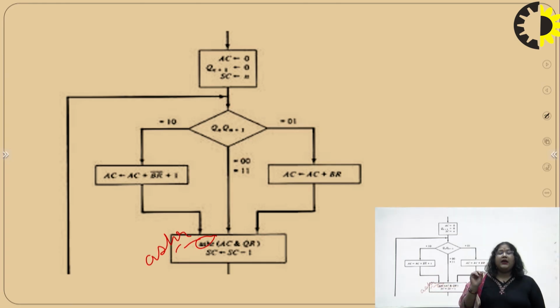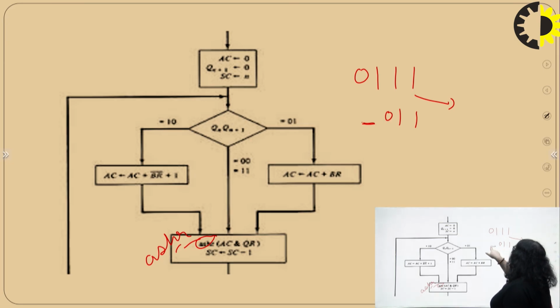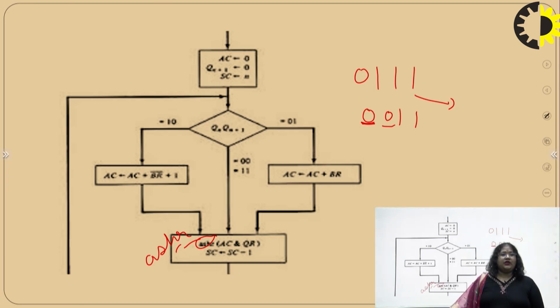The main condition of ASHR is that when we do the shifting, this one is out, this one is here, this one is here, this 0 is here. The blank space we fill with the previous value, copied as 0. So this is the arithmetic shift right. And we have to decrease the sequence counter value as SC goes to SC minus 1. This is the same step for 0 0 and 1 1.